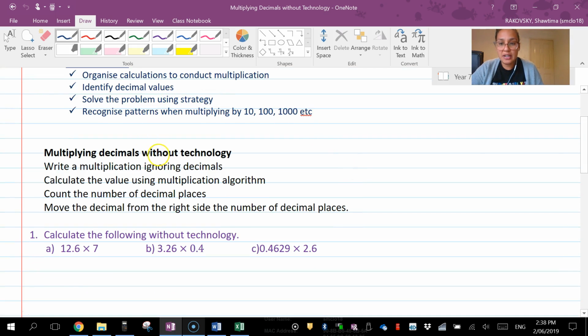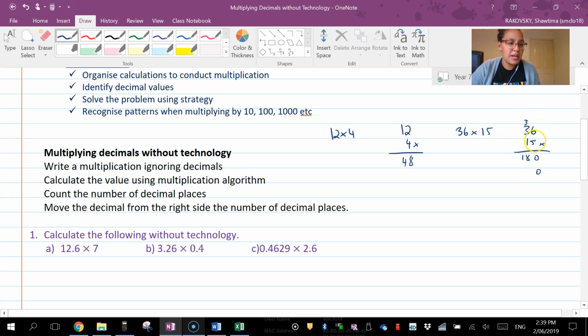When you're multiplying without technology, we can use the method of lining up two numbers. So we can do 12 times 4, and arrange that as 12 times 4: 2 times 4 is 8, 4 times 1 is 4, so 48. We can also use that for really large numbers, like 36 times 15. We can rewrite that as 30, 15 plus 3, 18, with a 0 in the place value because you're multiplying by 10. Adding those together, we have our value.